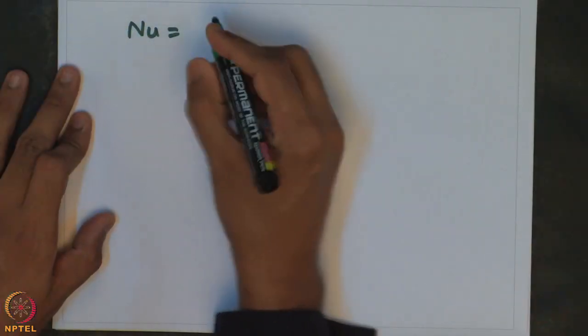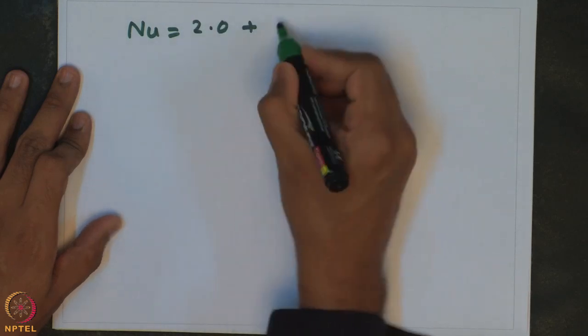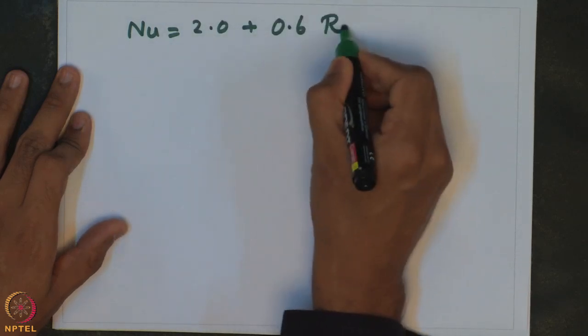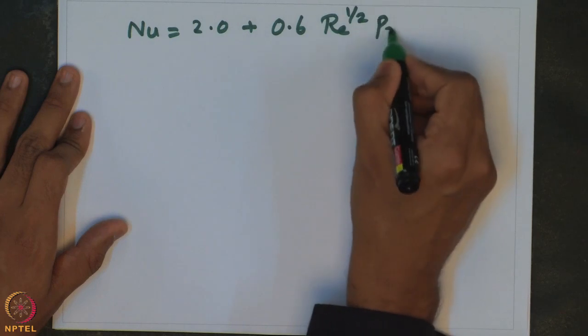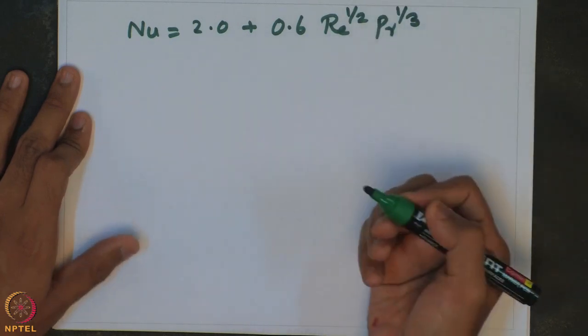Now how are these three correlated? For a spherical particle where fluid is flowing past a sphere, the correlation that connects these three dimensionless quantities is given by Nusselt number equals 2.0 plus 0.6 times Reynolds number to the power of half times Prandtl number to the power of 1 by 3.